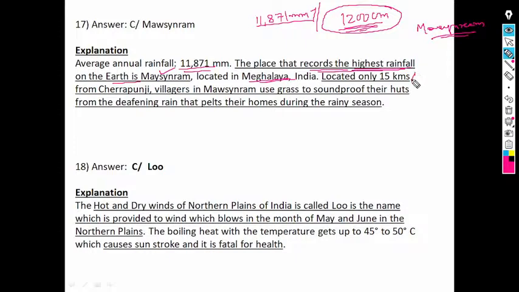Located only 15 kilometers from Cherrapunji. Villages in Maisinram use grass to soundproof their huts from the deafening rains that plague the homes during the rainy season. This is your Meghalaya.